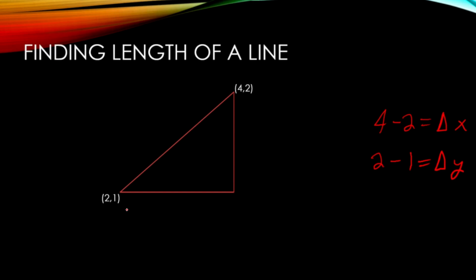So let me write down the change in x and change in y. As you can see, 2 and 1. Now we can find x, which is the length of the line. For finding the length of the line, you should already know Pythagoras theorem, which is c squared is equal to a squared plus b squared. Now you can just input the values into that and you will have your answer. So now let's move on.